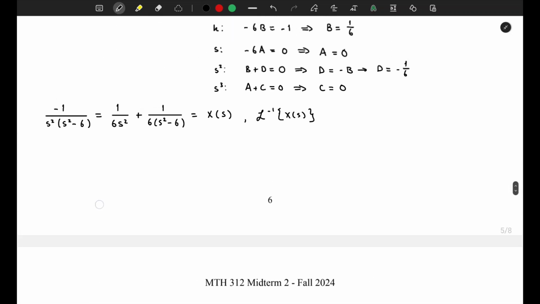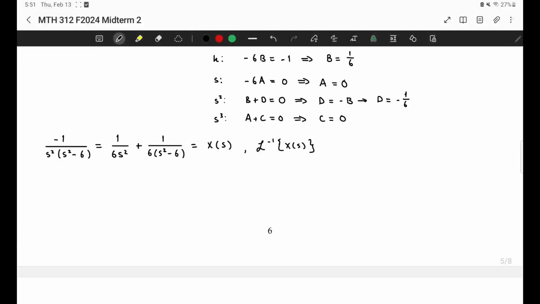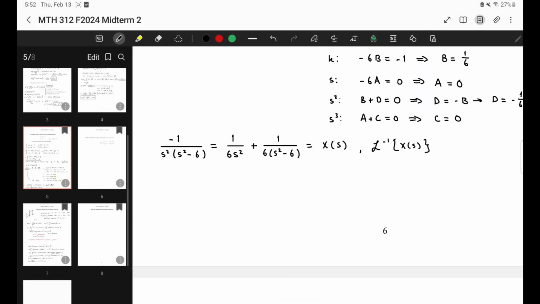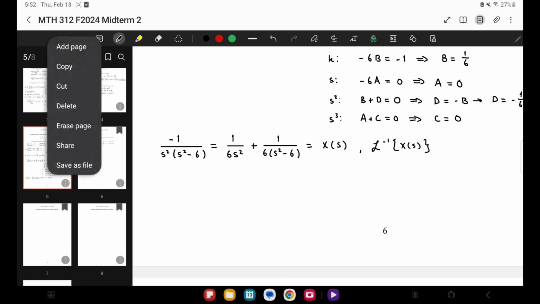I'm going to need a new page. So let's add a new page.